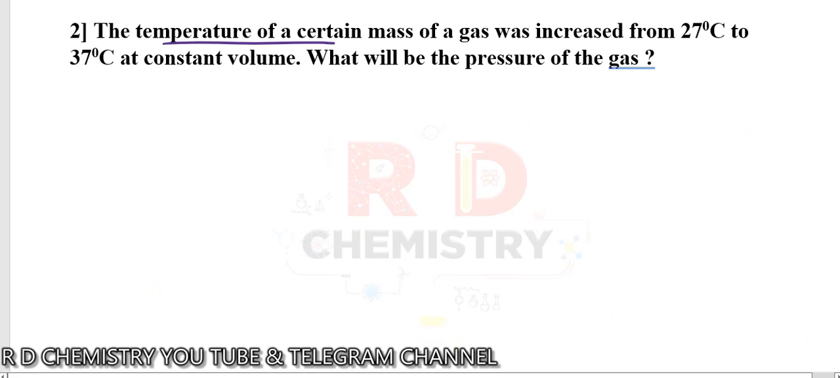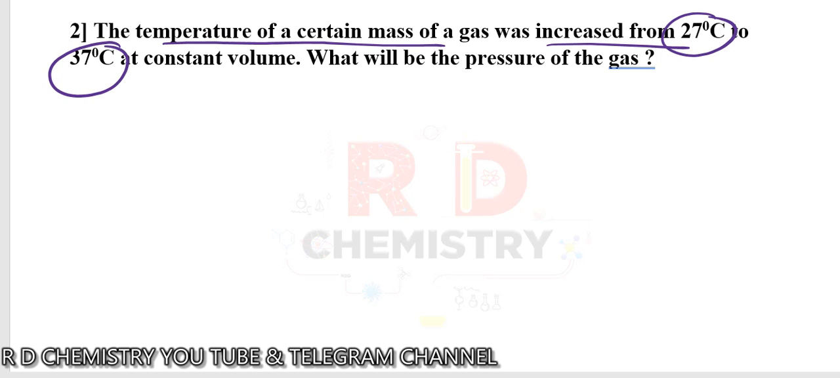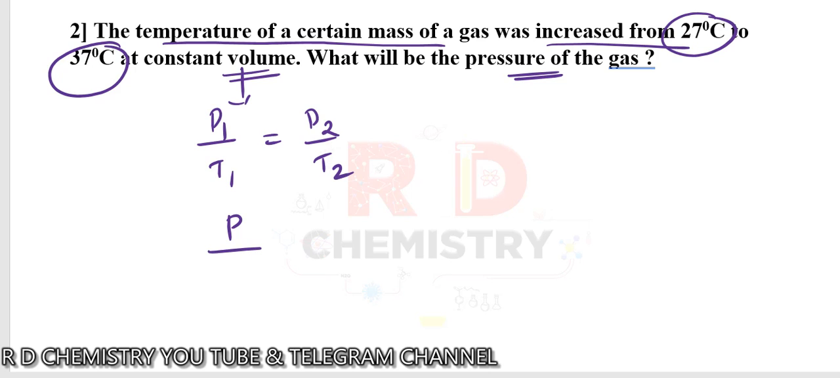Next question. If the temperature of the gas was increased from 27 degrees centigrade to 37 degrees centigrade at constant volume, what will be the pressure? So the temperature has been changed, and the pressure will change at constant volume. With constant volume, it is Gay Lussac's law. So P1 divided by T1 is equal to P2 divided by T2. Right? Initial pressure is not given, let it be simply P, divided by temperature T1, which is 27 degrees, converting to the Kelvin scale, add 273, so this will be equal to 300 Kelvin.